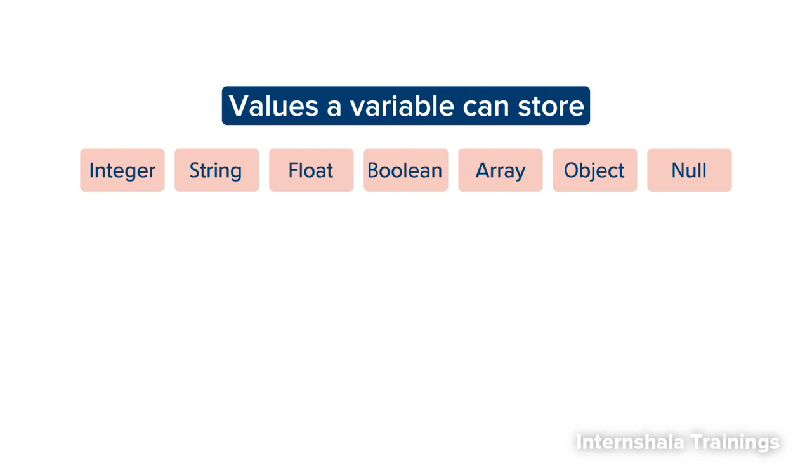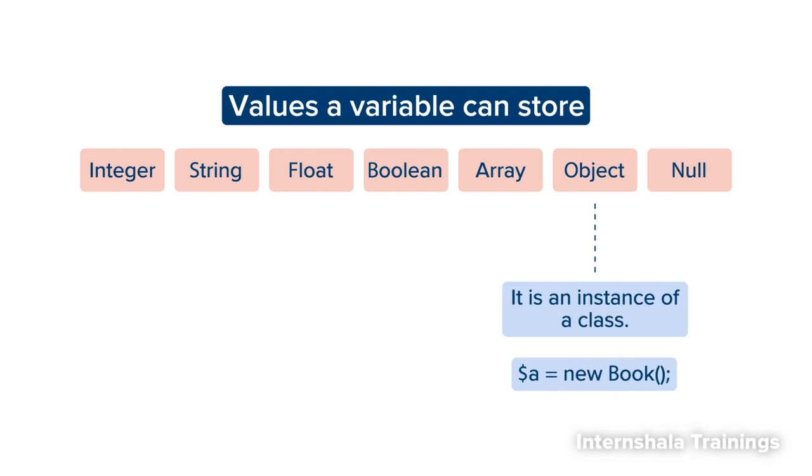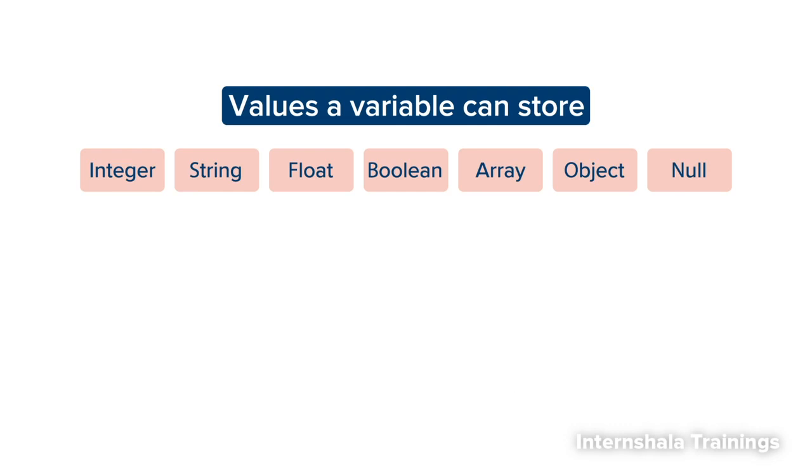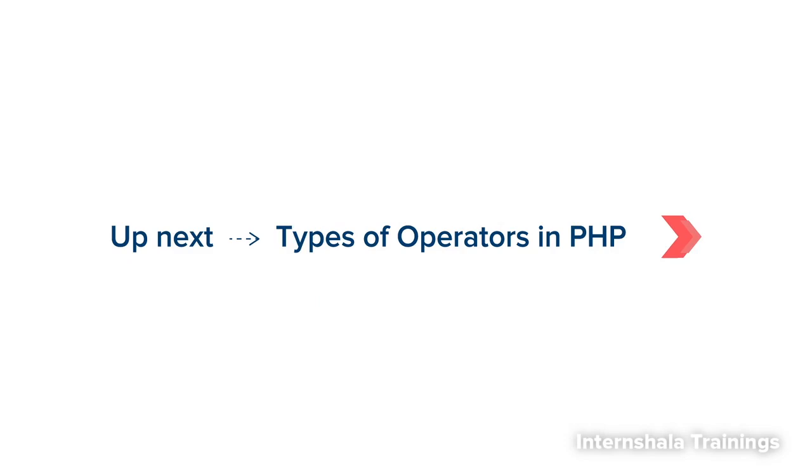Next we have object, which is one of the aspects of object-oriented programming or OOPS. We don't need to discuss this in detail as it is beyond the scope of this training. Lastly, we have a null value which means nothing. So this is all about variables in this video. In the next video, we will discuss operators in PHP.